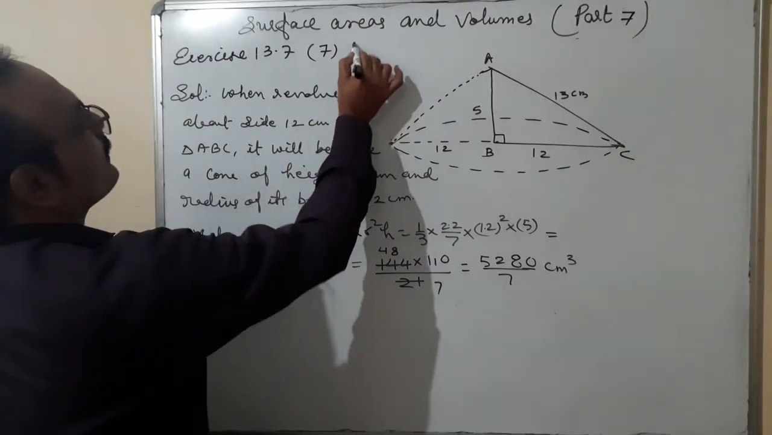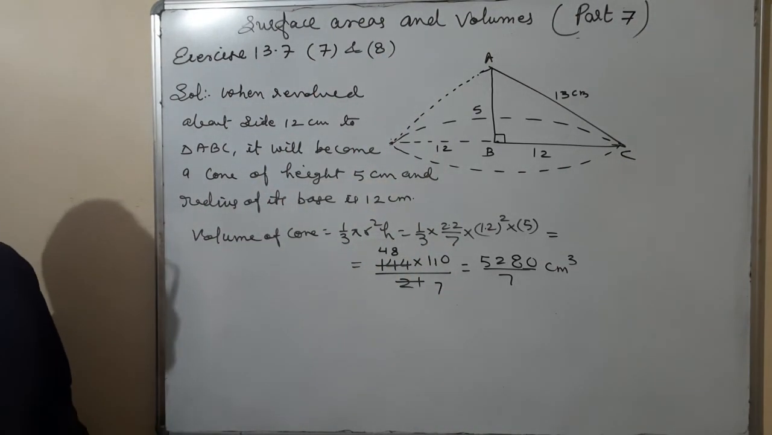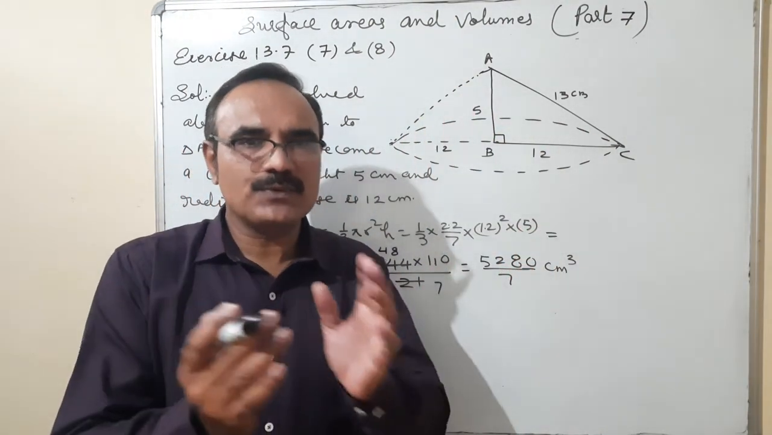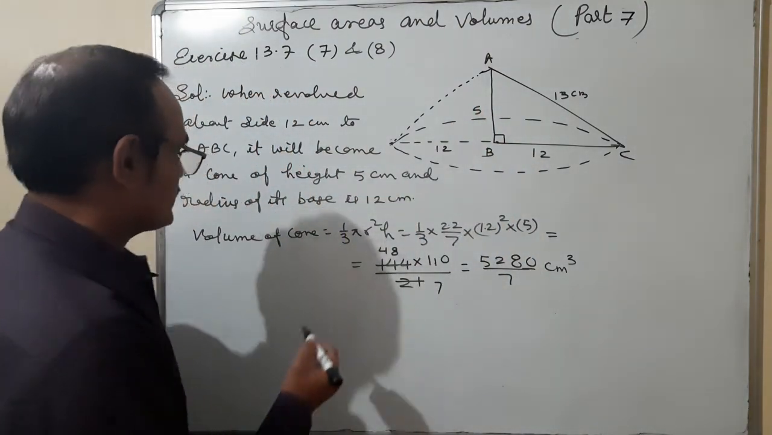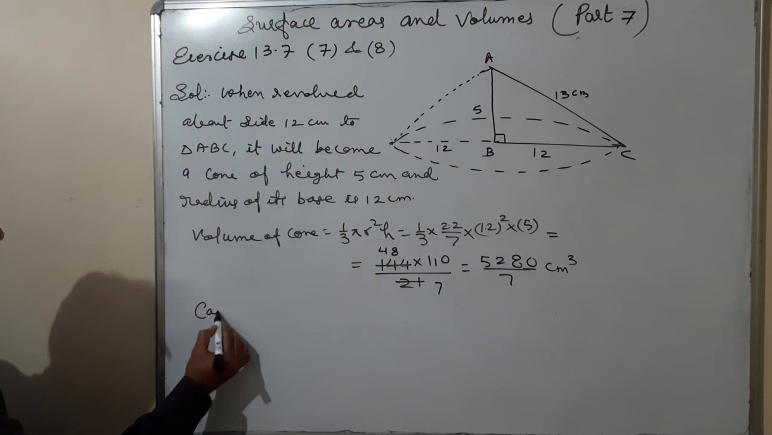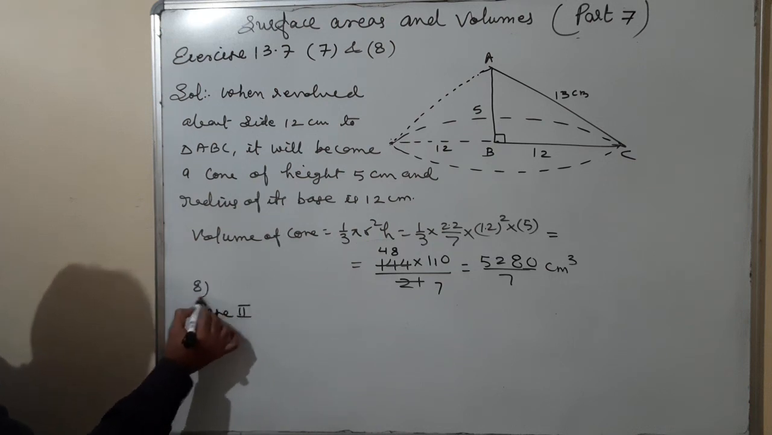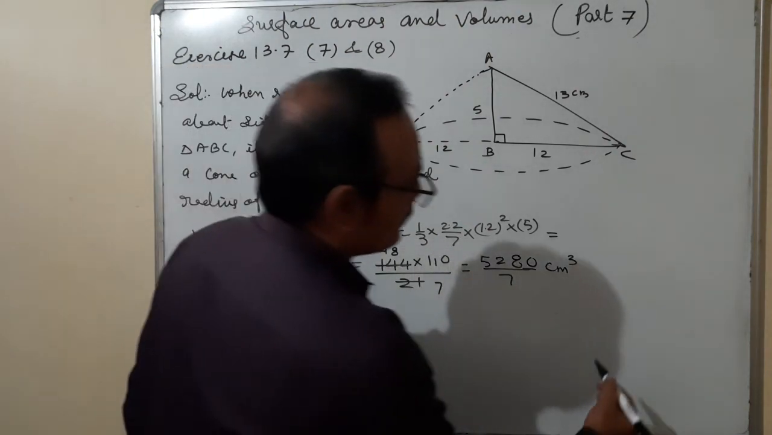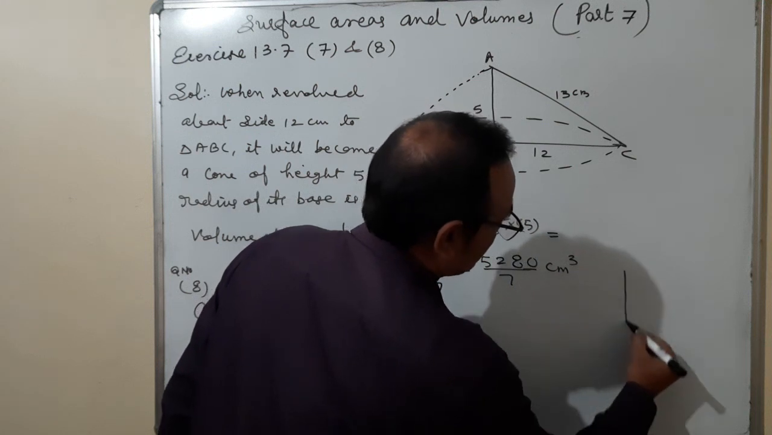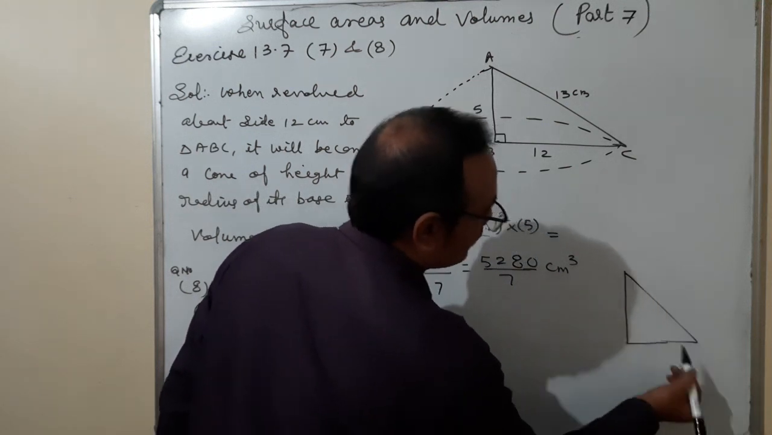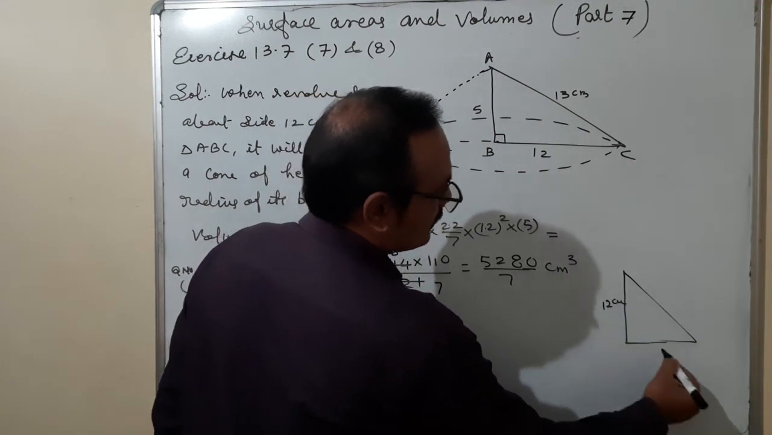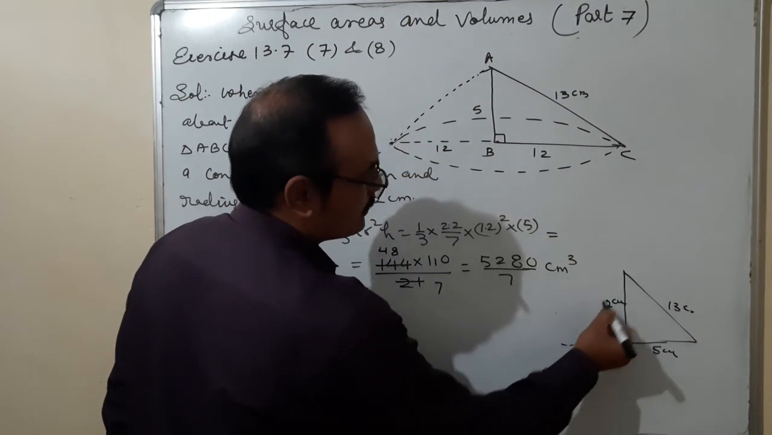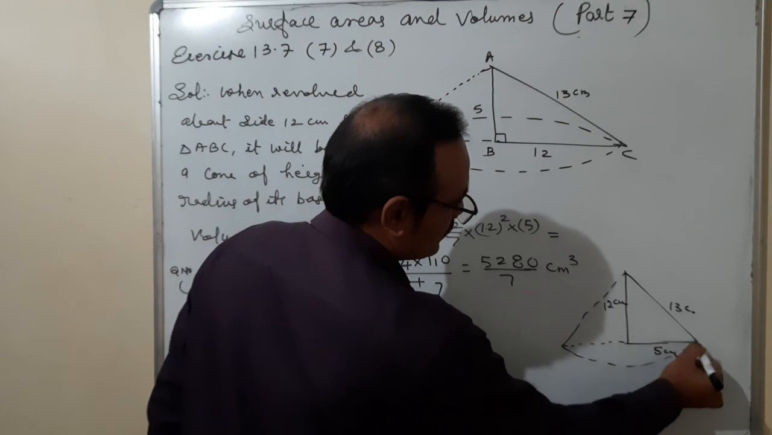Question number 7 and 8. 8 also I am writing, because in question number 8 they are saying that first time we have revolved about the 12 centimeter side, second time it has been revolved about the 5 centimeter side. That means the second case, question number 8. The diagram is something like that: this is 12, this is 5, and here is 13. When we revolve it, then this situation will be there.